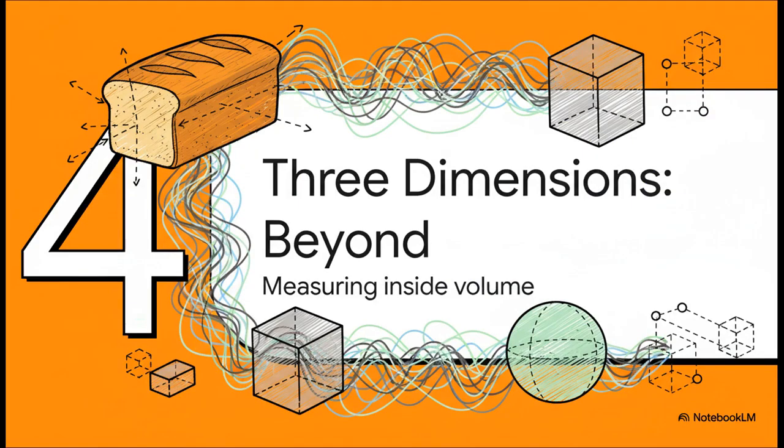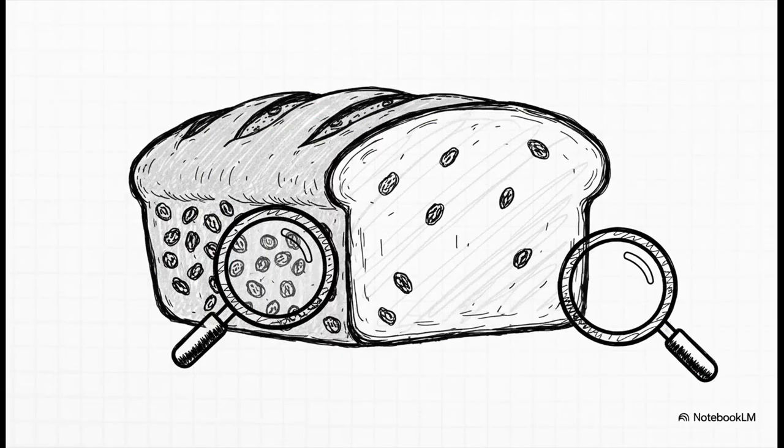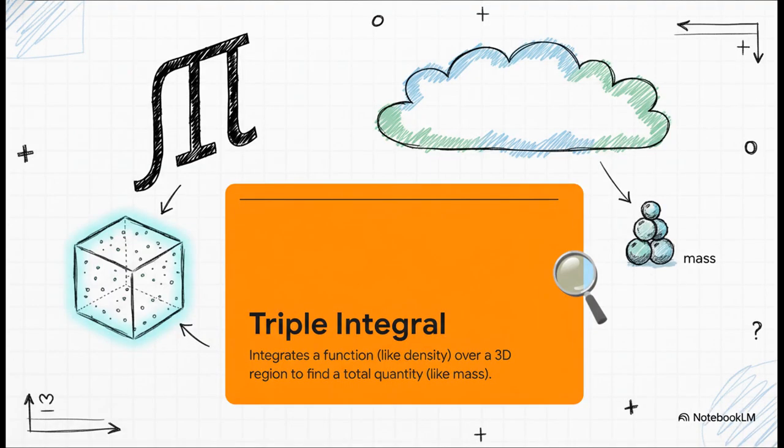Okay, great. We can find the volume of a loaf of bread. But what if we want to know something about what's inside it? This brings us to our final, biggest leap into 3 dimensions. Let's upgrade our analogy. This isn't just plain bread anymore. It's raisin bread. And the raisins are all clumped together in some spots and really spread out in others. The density is not uniform at all. A double integral gave us the volume, sure, but it can't tell us the total mass if the density is changing everywhere inside. For a problem like this, we need the triple integral.